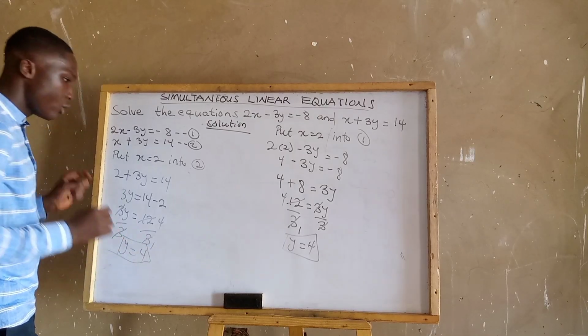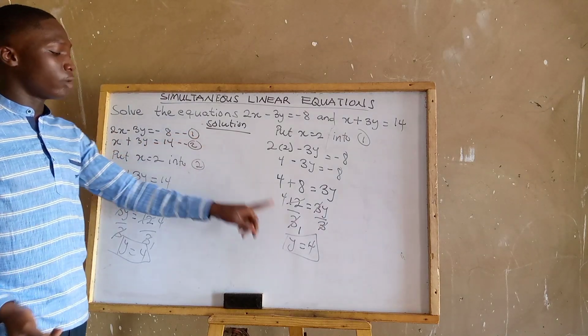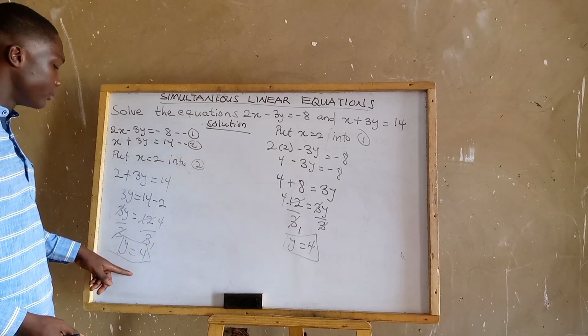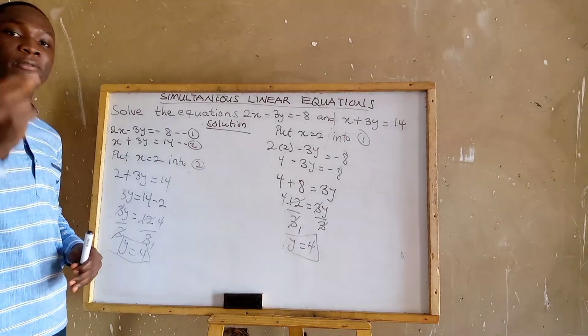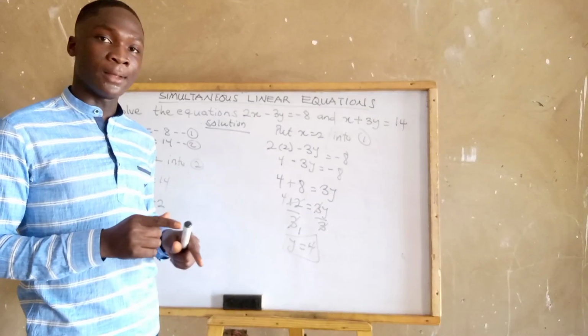So you see, when you put the value of x into equation 1, you get the value of y to be 4, and also into equation 2, you get the value of y to be 4. So it means that immediately you find the value of x, you can put the value of x into any of the equations to find the value of y.